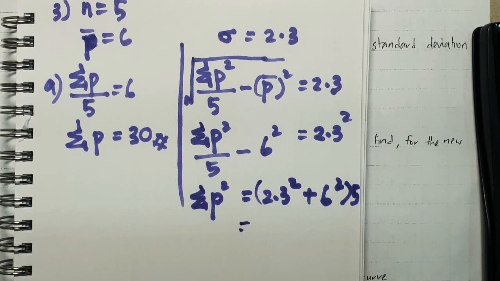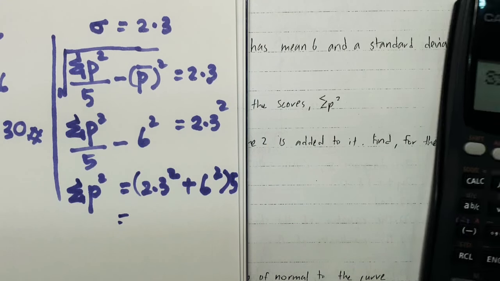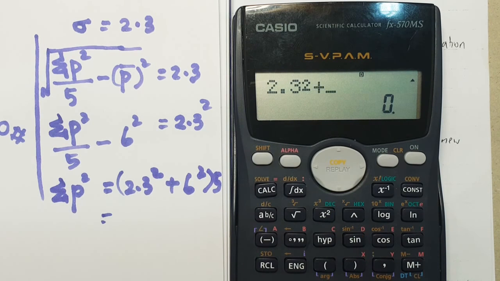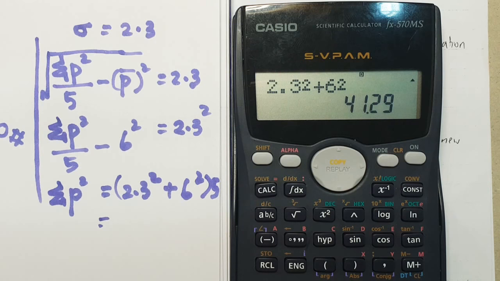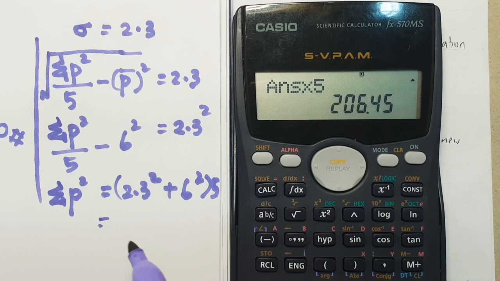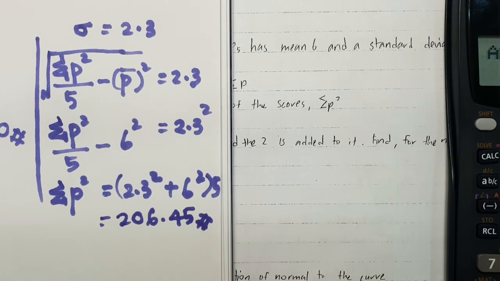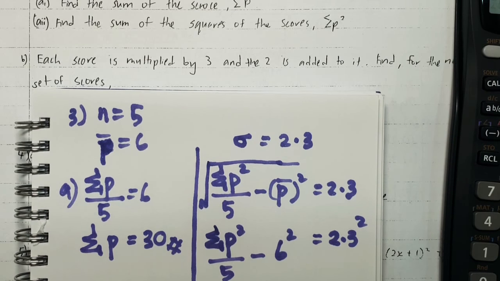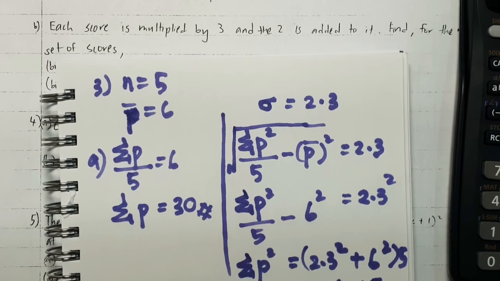So let's use the calculator. We have 2.3 squared plus 6 squared, because we need to find the total first, and only then we times 5. So let's times 5. The answer is 206.45. That is the answer for our sum of the square of the score. We have done parts A1 and A2. All right, next we have part B.